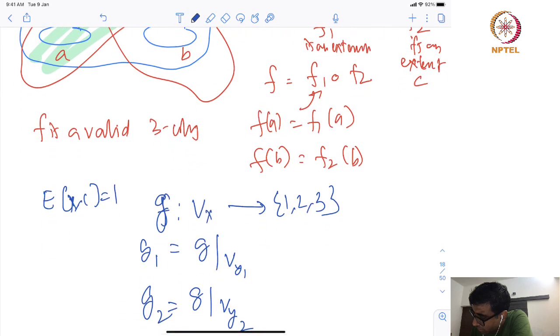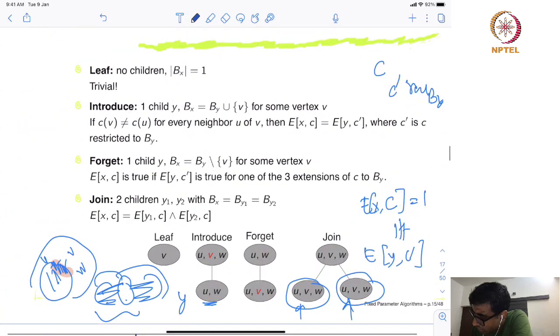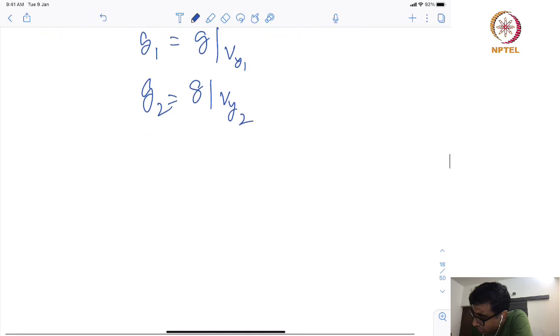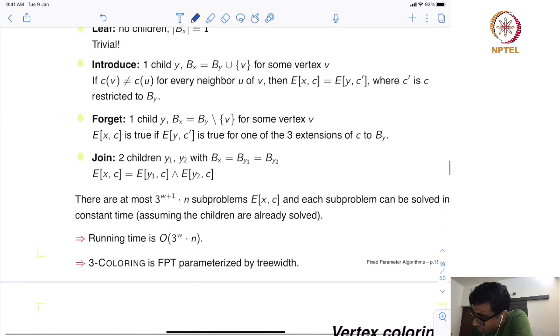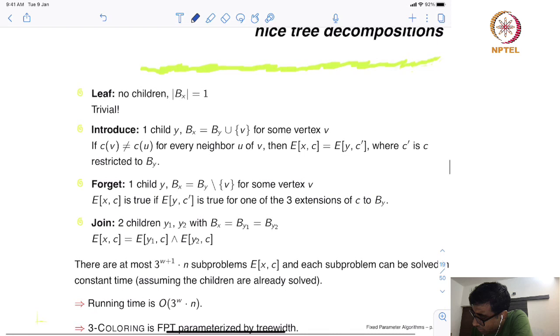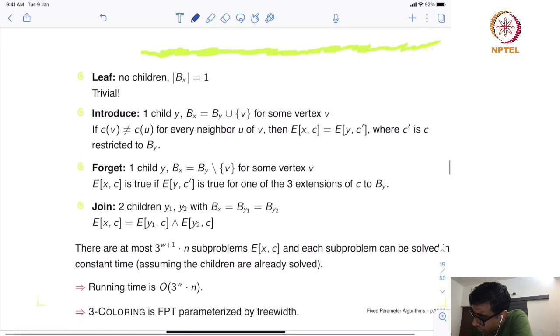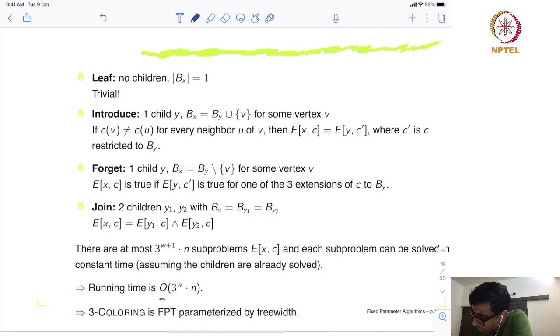This is how you show that all the recurrences are correct. Given a valid solution to the parent, I should be able to get a valid solution to my children. Given a valid solution to my children, I should be able to get a valid solution to the parent. You should try to prove all these things formally. How many subproblems are we creating? We are creating 3 to the power w plus 1 times n subproblems, and each subproblem can be solved in constant time, assuming the children are solved. So you can get an algorithm with running time O star of 3 to the power w.